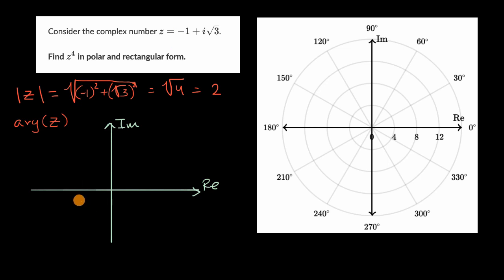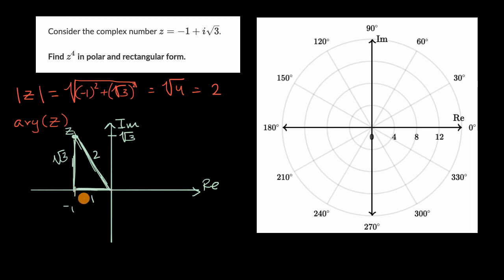We have -1 in the real direction, so that might be -1 there. And we have square root of 3 in the imaginary direction, square root of 3. So our point z is right over here. And we know the distance from the origin, the modulus. We know that this distance right over here is 2. We know that this distance right over here is square root of 3. And we know that this distance right over here is 1.